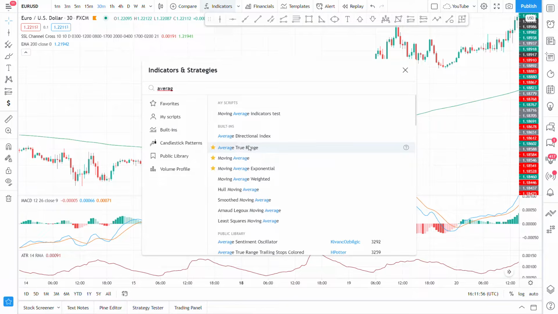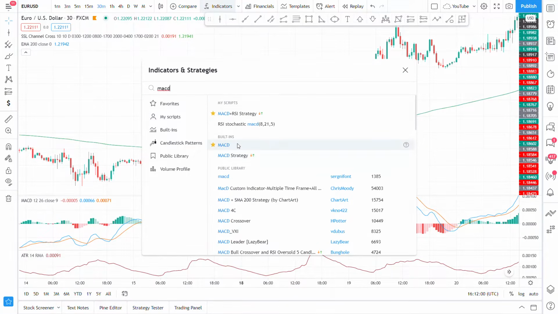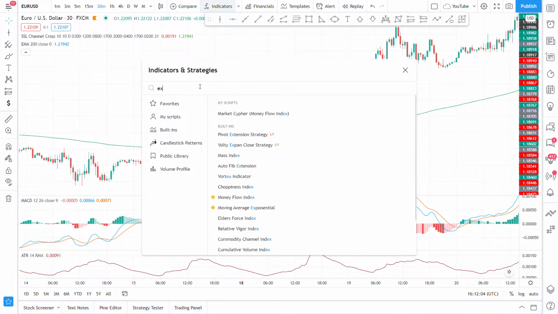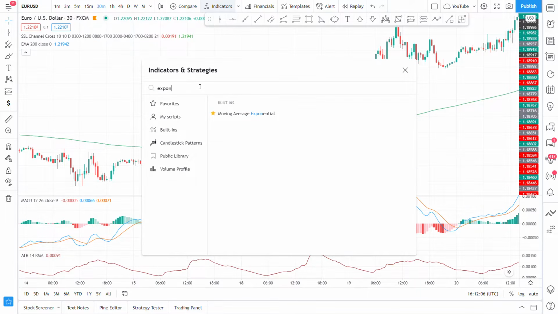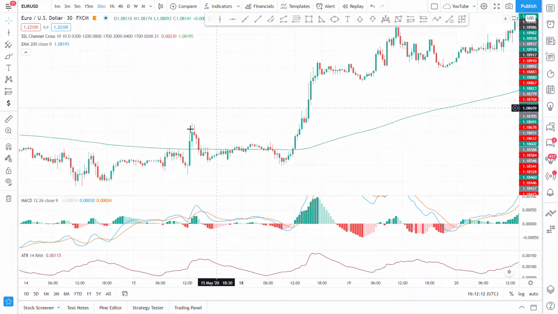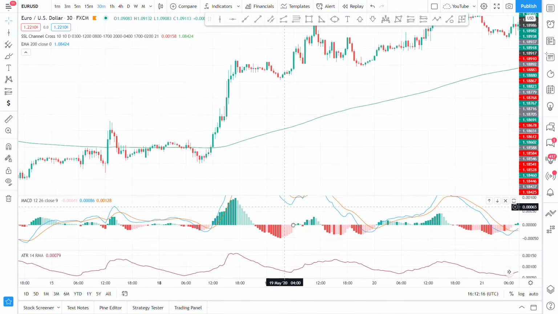It will be this one, MACD, this one, and you're going to search for exponential moving average, and it will be this one. They are all built-in. So the rules of this strategy are very simple.